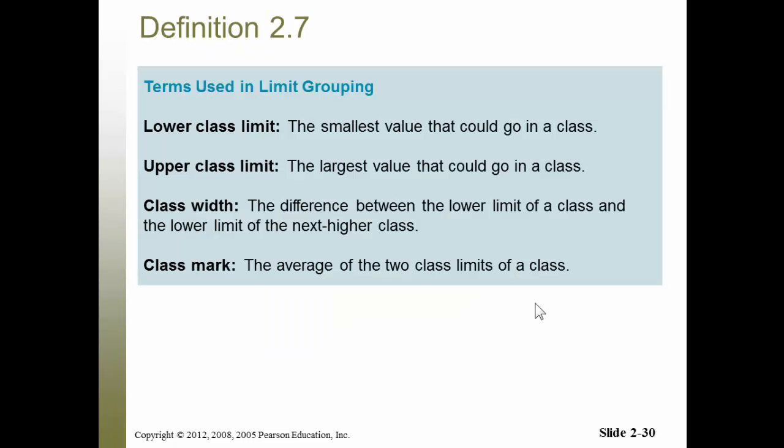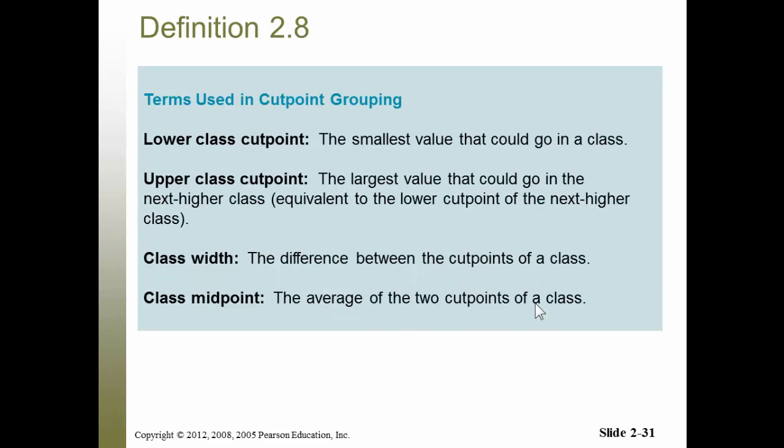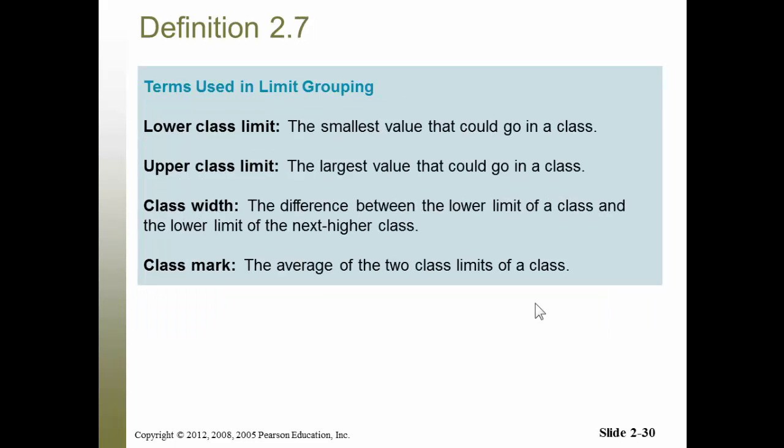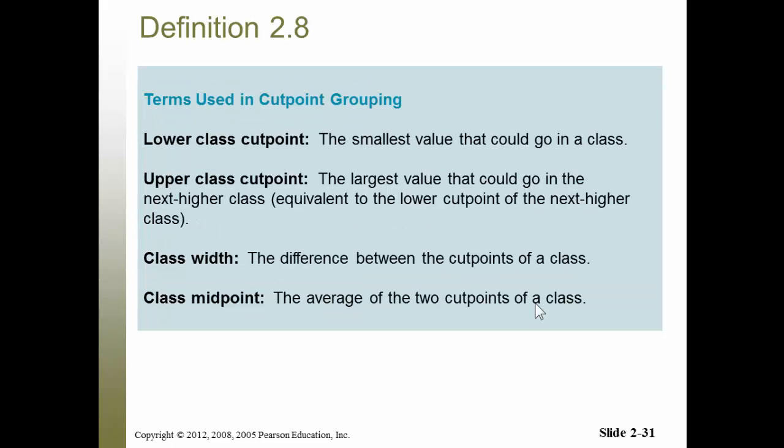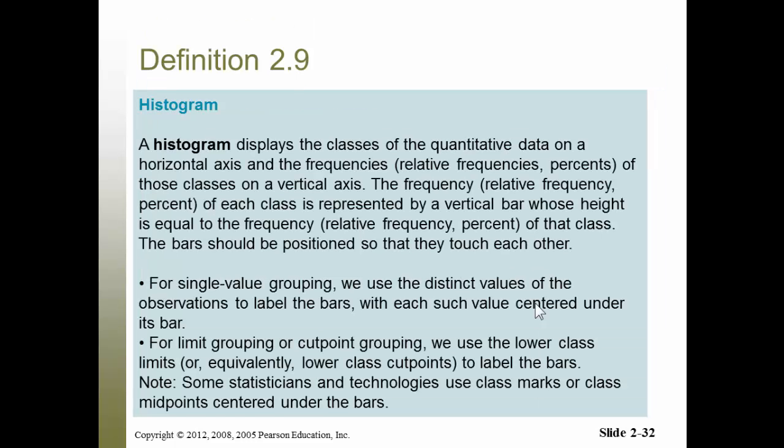So, there are some really inside terms about how these data are grouped: class limits, class width, and so on. Cut point versus limit. The book makes a big deal of these. I'm not going to make a big deal about them, but I will talk about them a little more when we're all together. And these terms, the limit and the cut point, are used in making a histogram.